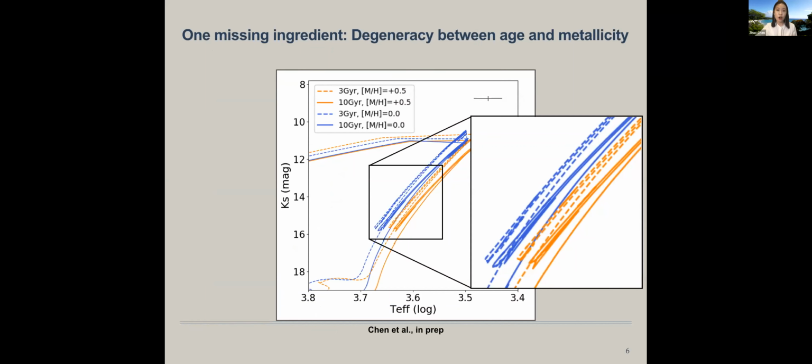This is the HR diagram with K magnitude versus effective temperature. The solid lines here show the 10 Gyr isochrones, while the dashed lines show the 3 Gyr. And the two colors show the different metallicities. Generally, the stellar population can be interpreted as either old or high metallicity, so either solid blue or dashed orange. So ages of stars can only be confidently determined with metallicity constraints.